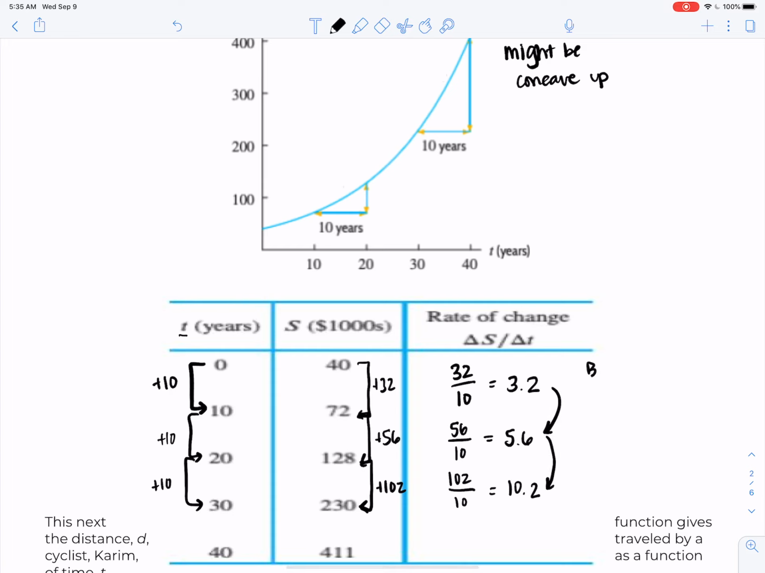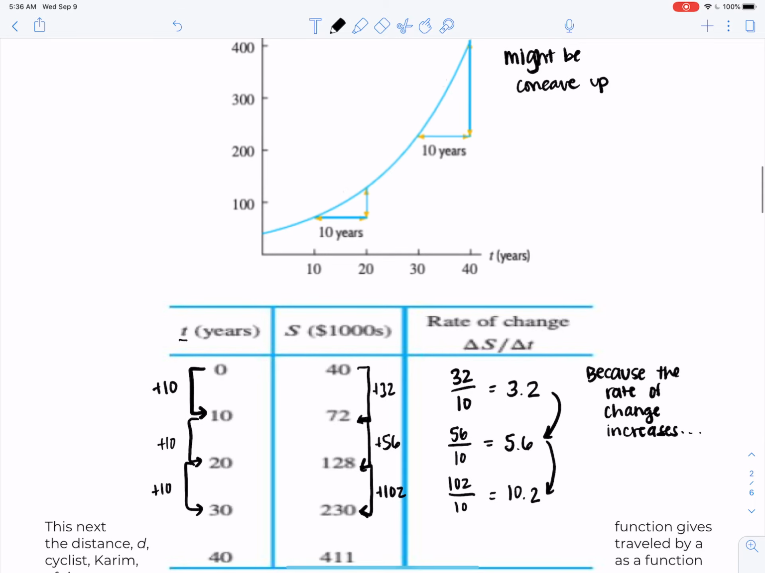And so, because the rate of change increases, what does this tell us about the graph? What does this tell us about the function? It tells us this function is concave up.